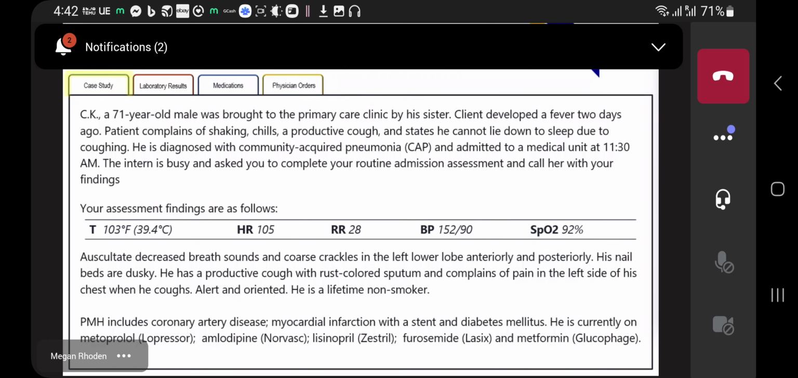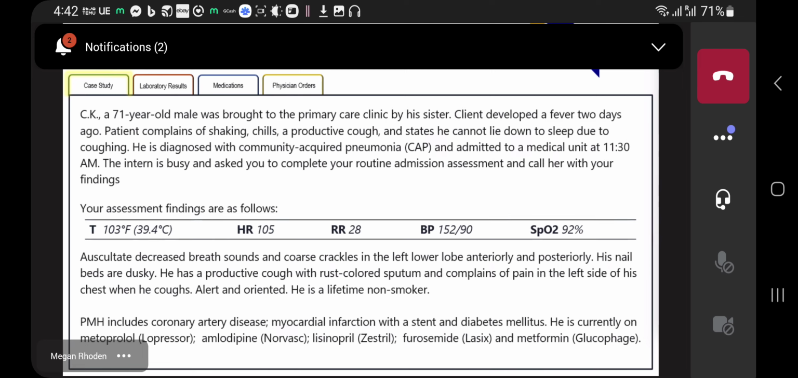All right, so bear with me as I read through this case scenario. CK, a 71-year-old male, was brought to the primary clinic by his sister. The client developed a fever 2 days ago, complains of shaking, chills, a productive cough, and states he cannot lie down to sleep due to coughing. He is diagnosed with community acquired pneumonia and admitted to a medical unit at 11:30 a.m. The intern is busy and asks you to complete your routine admission assessment and call her with your findings. Your assessment findings are as follows.